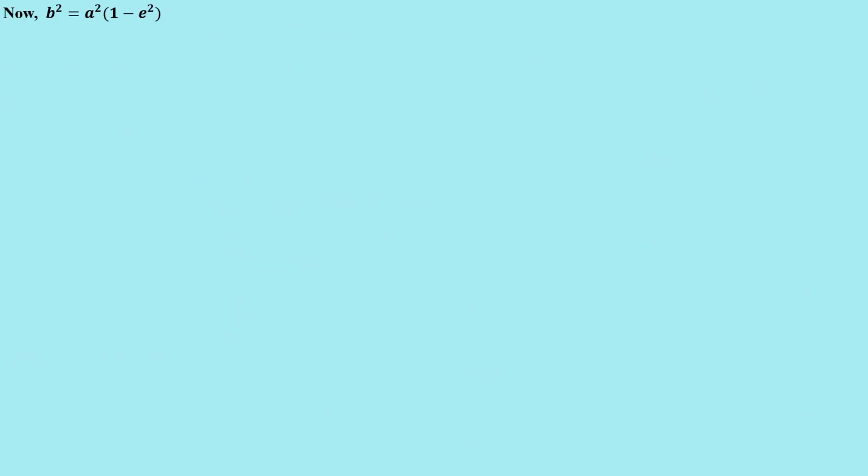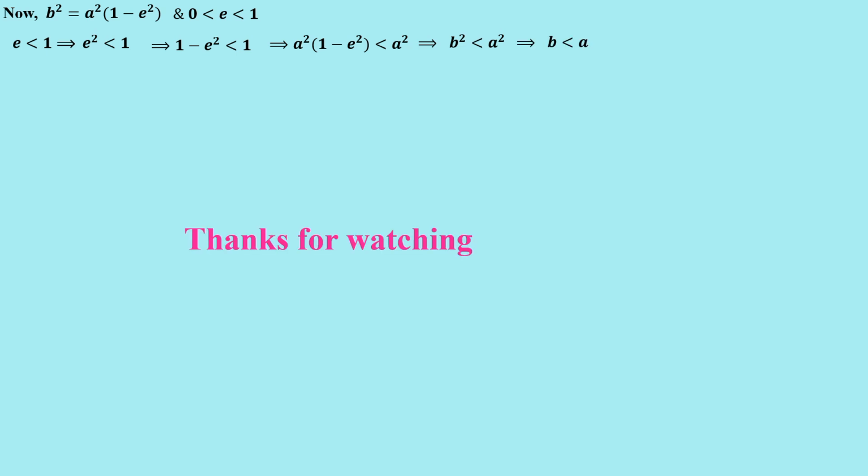So now b square is equal to a square into 1 minus e square. The e lies between 0 and 1. So 1 minus e square is less than 1. A square into 1 minus e square is less than a square, multiplying with a square on both sides. So b square is always less than a square. So b is less than a in this case, right?